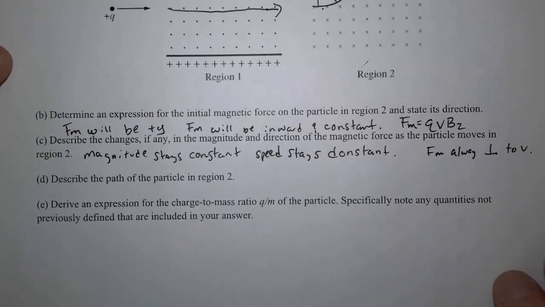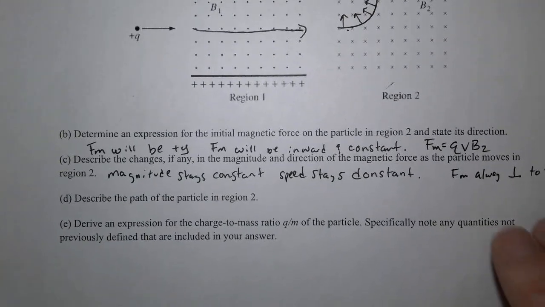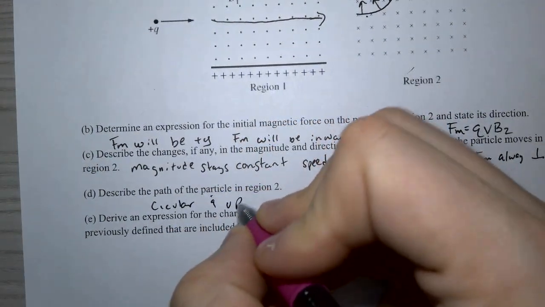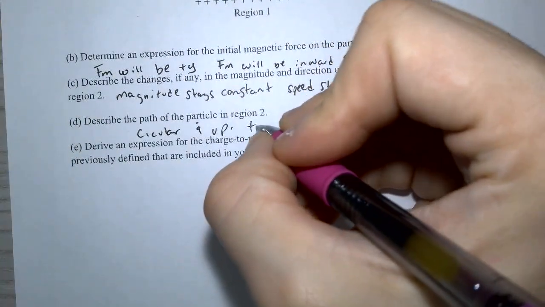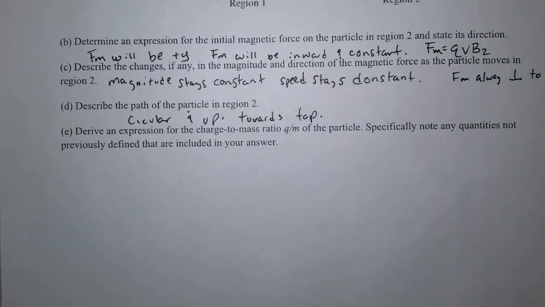Describe the path in region 2. Well, the path in region 2 would be circular and up. Okay, it's circular and up, towards the top of the page. We've kind of already answered that.